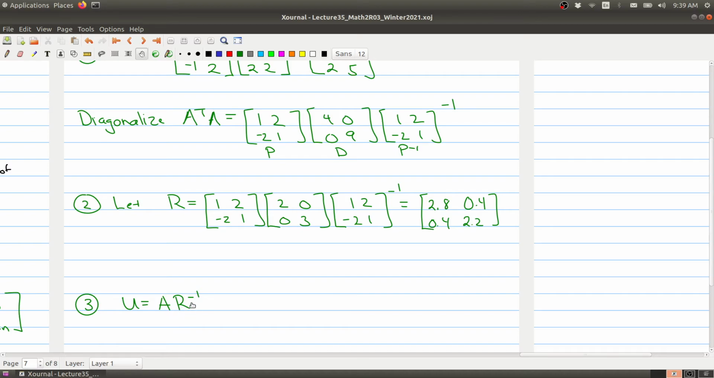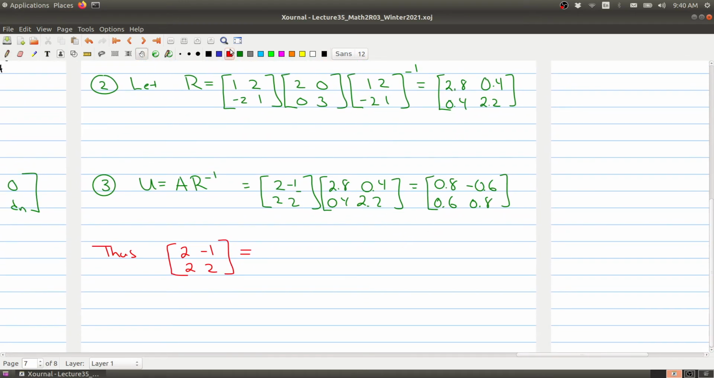And then finally, I think I made a mistake here. Since A is invertible, I think I rearranged my equation a little. No, this is right. Since A is invertible, we have to use some properties about invertibility, about moving things around. We have that this matrix U is equal to our original matrix A, which was 2, 2, minus 1, 2. Oh, sorry, that's the transpose. Times this matrix right here, 2.8, 0.4, 0.4, 2.2, and this gives me 0.8, 0.6, negative 0.6, and 0.8.